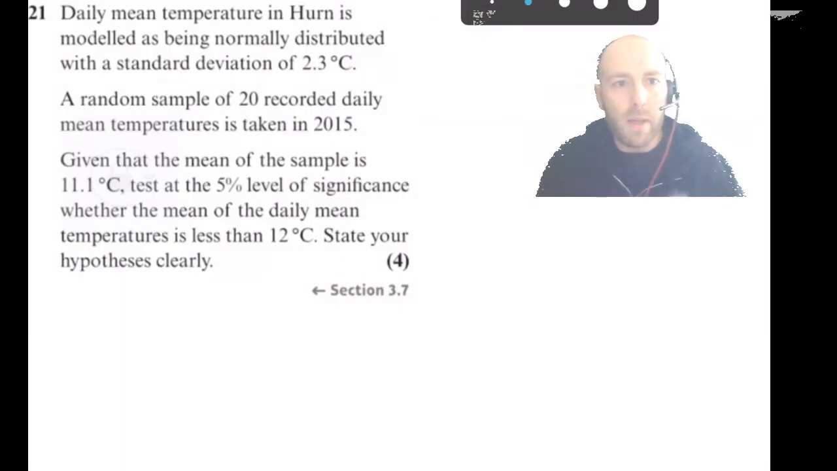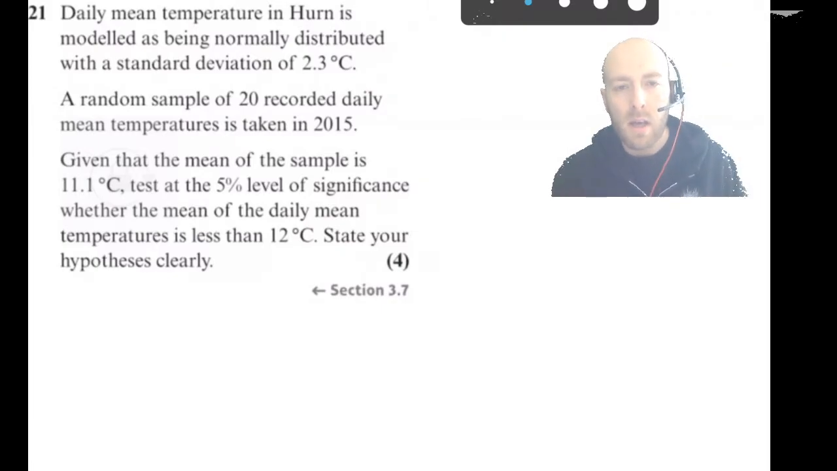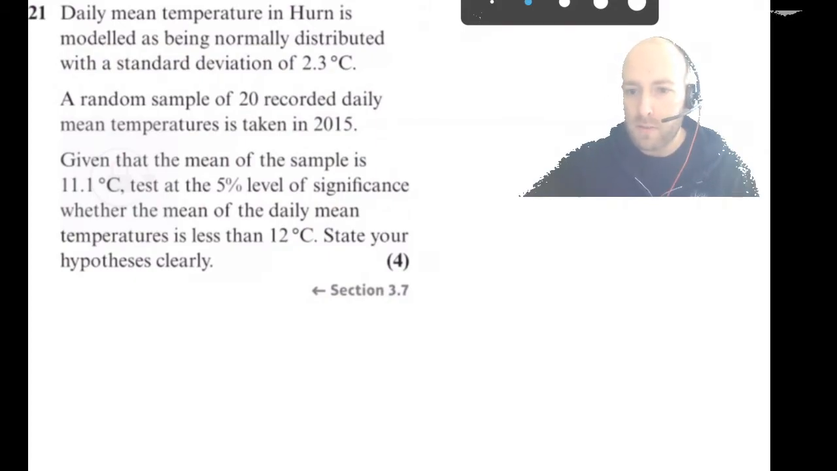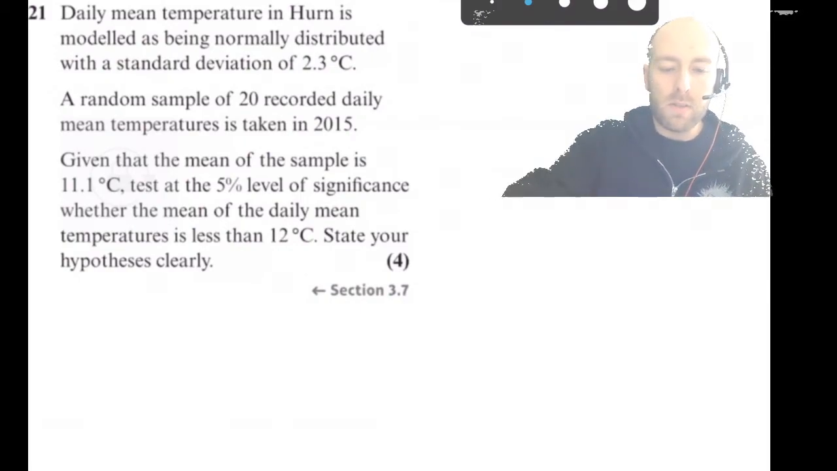So, yeah, daily mean temperature in Hern. So this is a nice, easy one. It's just a hypothesis test. 4 marks. I'm gonna give you guys 4 minutes to try it yourselves. There you go, 4 minutes on the timer. Comment if you need help, and comment when you've got your answers, and we'll see who gets it first. Cool. Good luck.